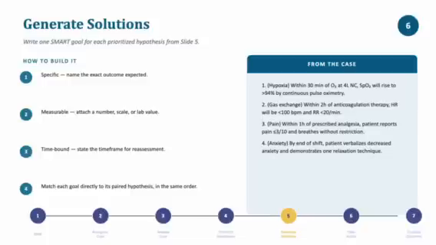For generate solutions, I write one SMART goal for every hypothesis I just listed, in the same order. Each goal needs to be specific, measurable, and time-bound. So instead of saying oxygen will improve, I say oxygen saturation will rise above 94% within 30 minutes of starting supplemental oxygen. I did this for all 4 hypotheses: oxygenation, heart rate and breathing, pain control, and anxiety, each with its own measurable target and time frame.